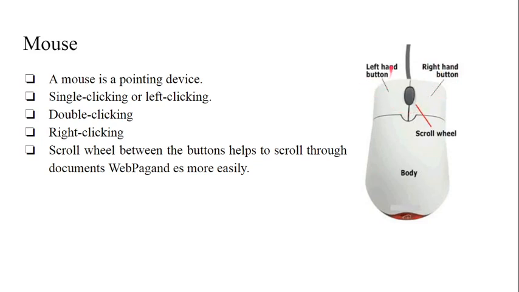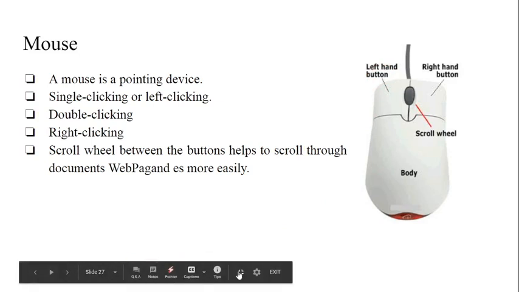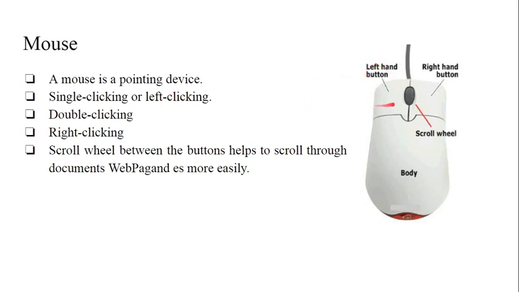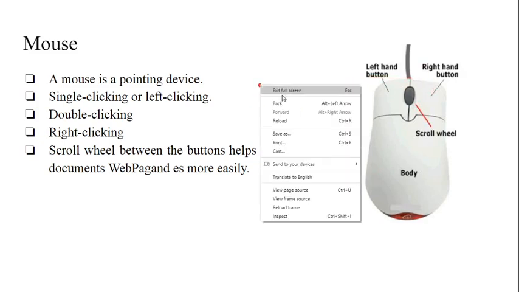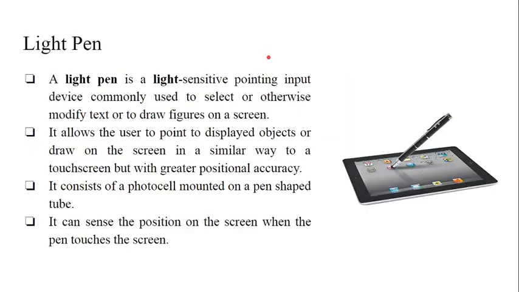If we single click the left hand button, we can select options like this. By single clicking on any option, we can select an item. By double clicking we can open a folder or open an application, and by right clicking we can view the menus.